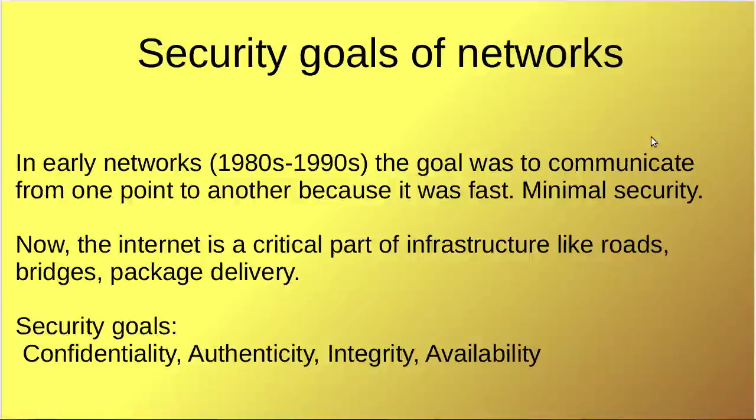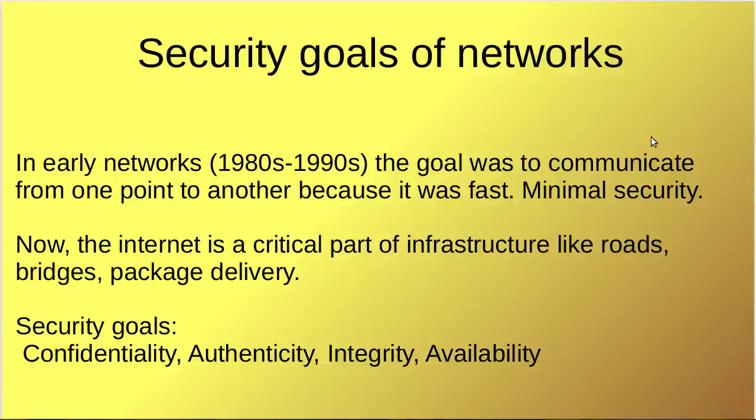Back when networks were first set up, in the 80s and 90s too, the goal was really just to get it working and make it so that people could communicate from one point on the network to another. Why? Because it was much better than the alternative, which was to send things like floppy disks or magnetic drives through the mail. Network communication was a lot faster. However, people were just concerned about getting it working, and it was such a great thing to have that most people just thought, well, who's going to mess with this? This is such a great deal. And so there was minimal security way back then.